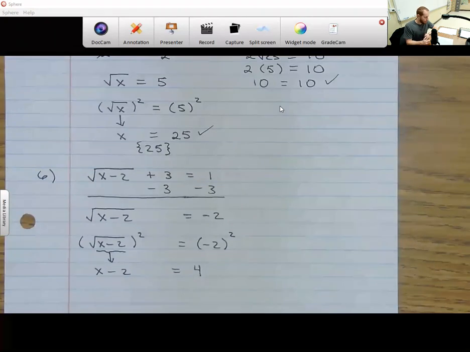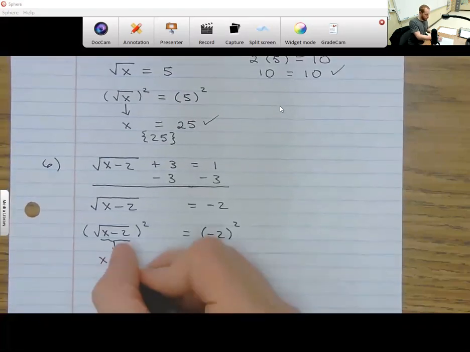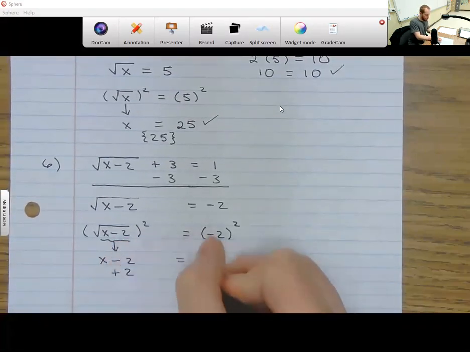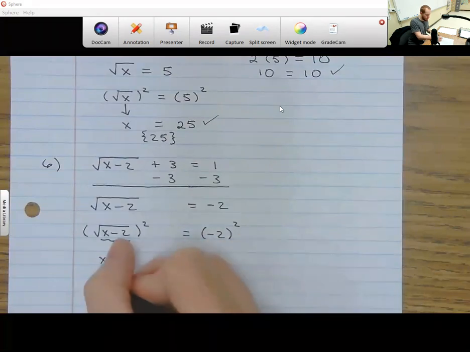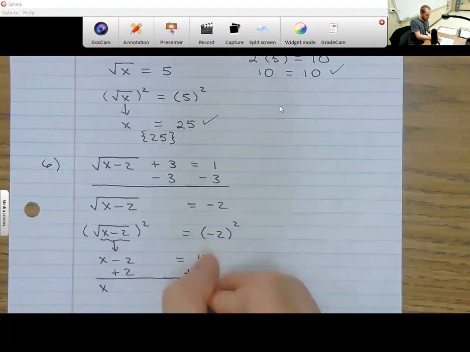The last thing I have to do is I've got to get x by itself. So how am I going to get rid of this negative 2? I'm going to add 2 to both sides. So when I add 2 to both sides, what's my answer going to be? It's going to be 6. So I put 6 in my solution set.